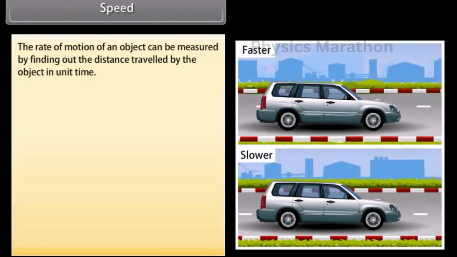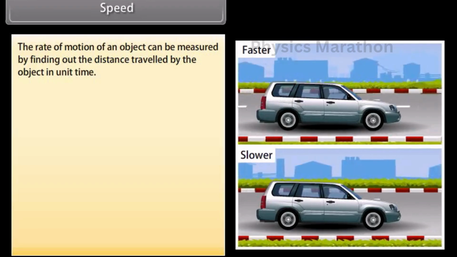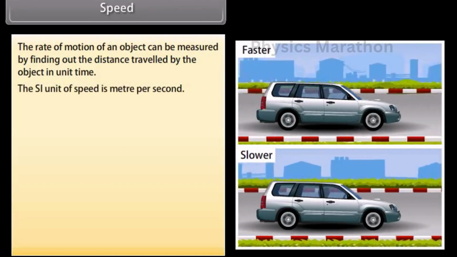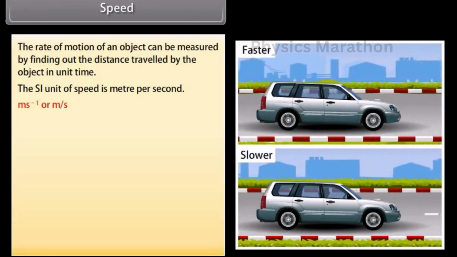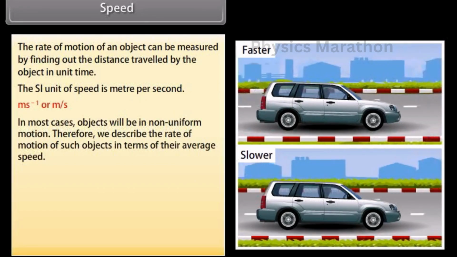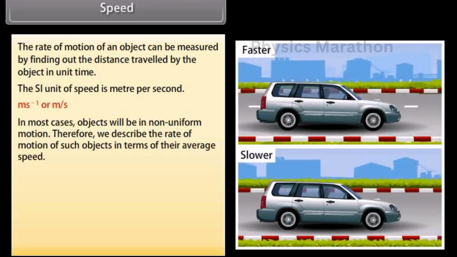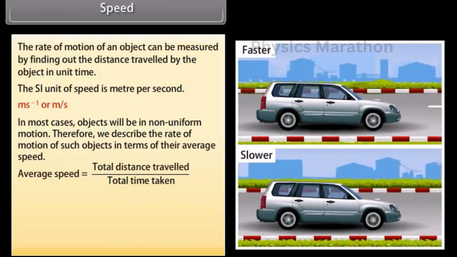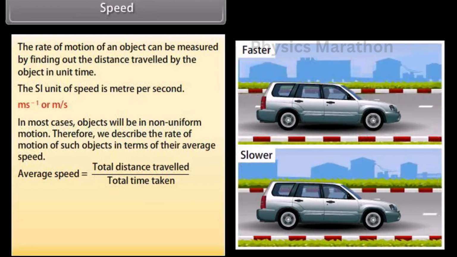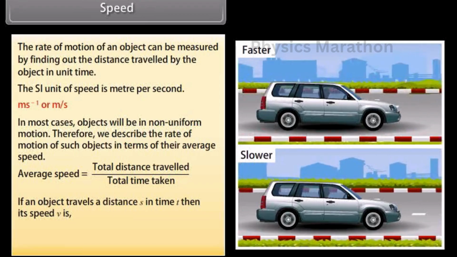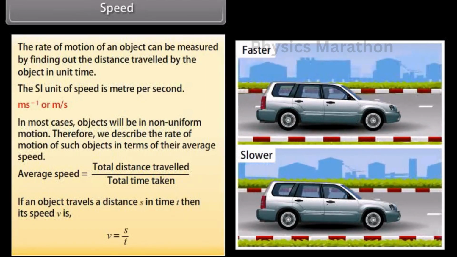The rate of motion of an object can be measured by finding out the distance traveled by the object in unit time. The SI unit of speed is meter per second. This is represented by this symbol. In most cases, objects will be in non-uniform motion. Therefore, we describe the rate of motion of such objects in terms of their average speed. The average speed of an object is obtained by dividing the total distance traveled by the total time taken. If an object travels a distance s in time t, then its speed v is equal to s/t.